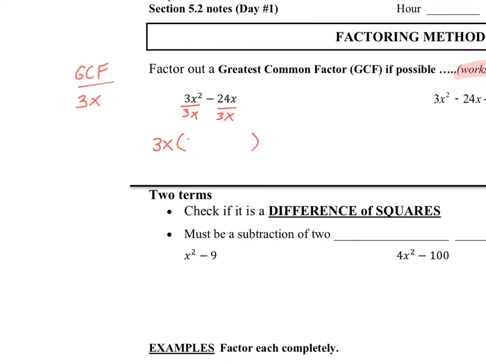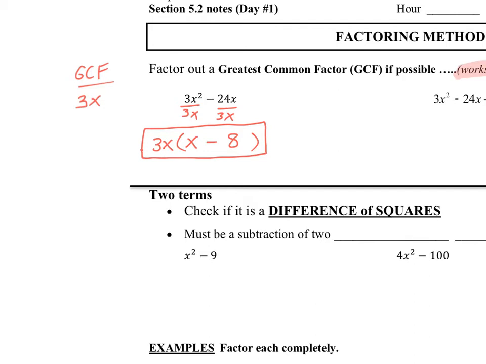X. 3 divided by 3 is 1. And x squared has two x's, and we're taking an x away, so we're left with x to the first, which is just x. What is 24 divided by 3? 8. Okay, and then the x, there's a 24x. When we divide by x, it's actually like taking the x away, so you're left with just 8. So this is our final answer for this when we factor out the GCF.